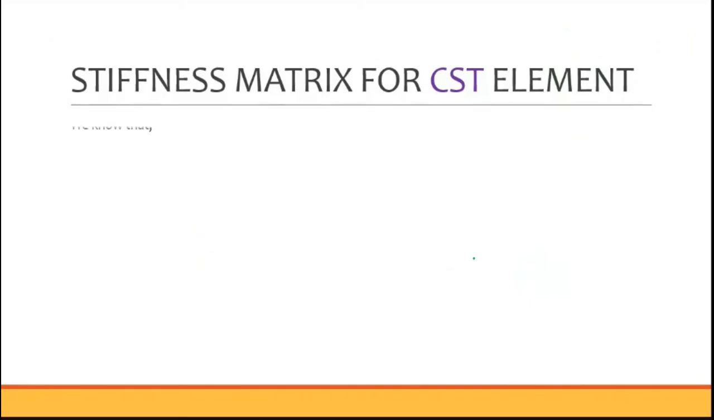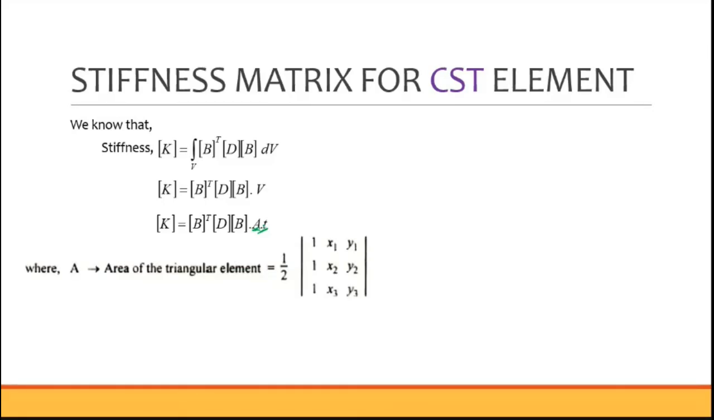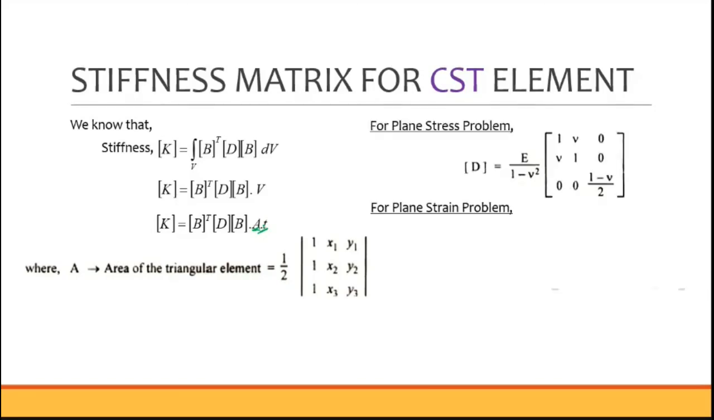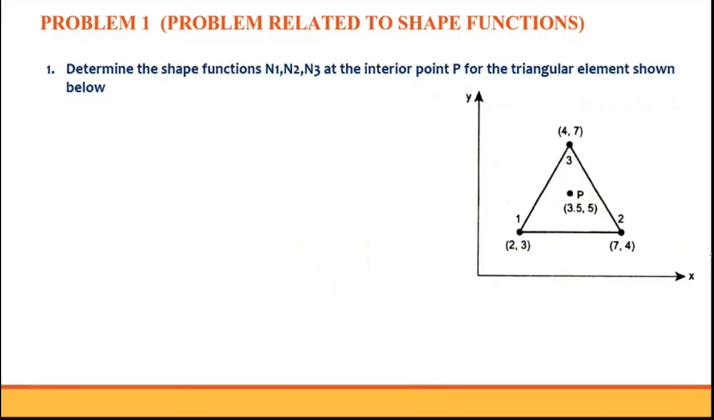So the stiffness matrix, you know, is the integral of B transpose D B dV. So we will write your stiffness matrix as B transpose D B into A into T. Volume I can write as area into thickness, where A is the area of the triangle. The area of the triangle is half the determinant of [1, x1, y1], [1, x2, y2], [1, x3, y3]. So these are my conditions. This particular slide shows you all the formulas. Now we will proceed with a few simple problems. Let us start with the interpolation function. We consider the first problem.